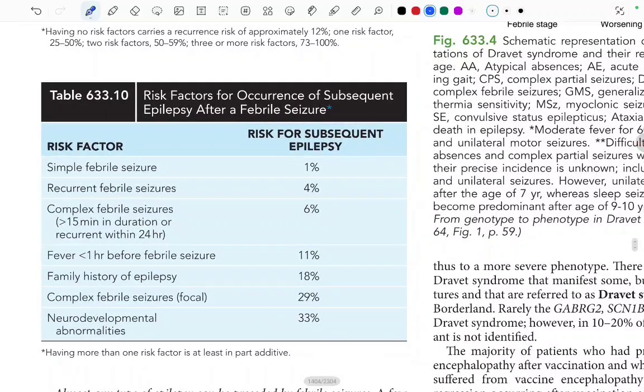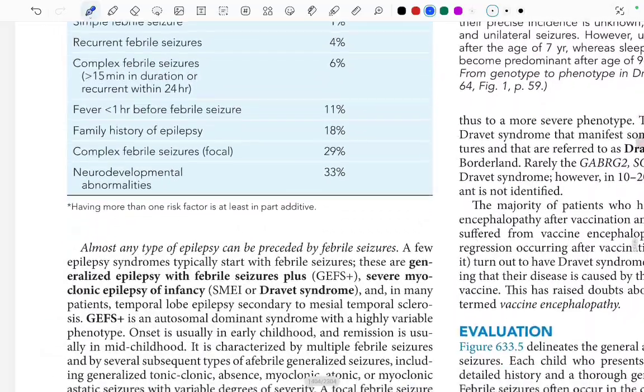Now the risk of the occurrence of subsequent epilepsy after a febrile seizure. Simple febrile seizure, 1% chances. Recurrent febrile seizure, 4% chances. If there is a complex febrile seizure that is more than 15 minutes in duration and recurrent within 24 hours, 6% chances of subsequent epilepsy. Fever for less than 1 hour before febrile seizure, 11%. Family history of epilepsy, 18%. Complex febrile seizures which are focal, 29%, and neurodevelopmental abnormalities, 33%.